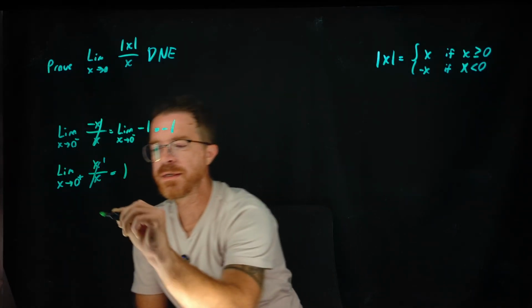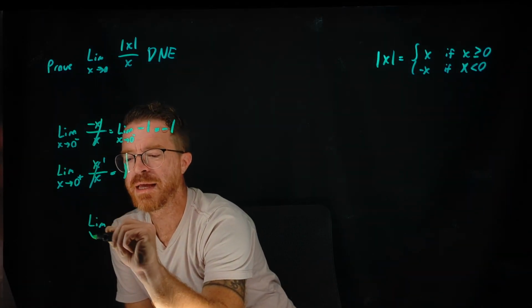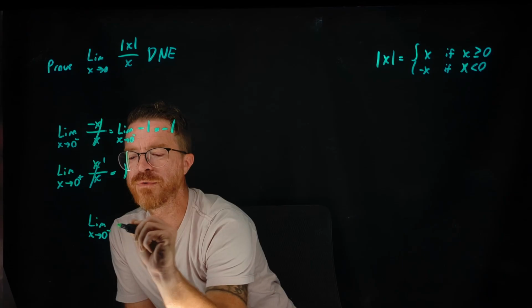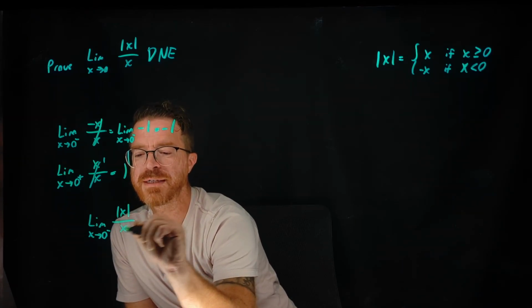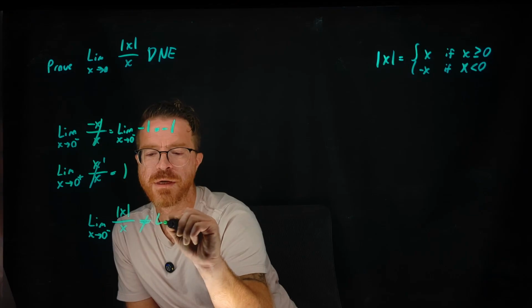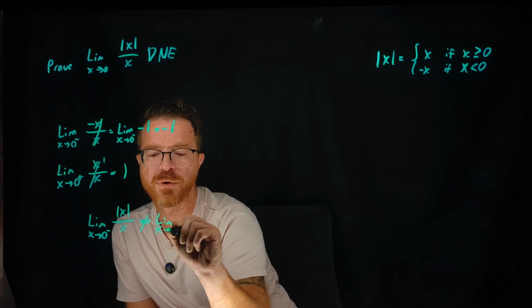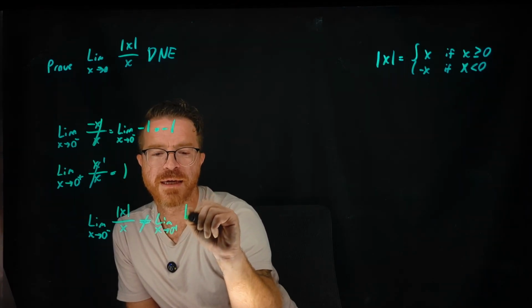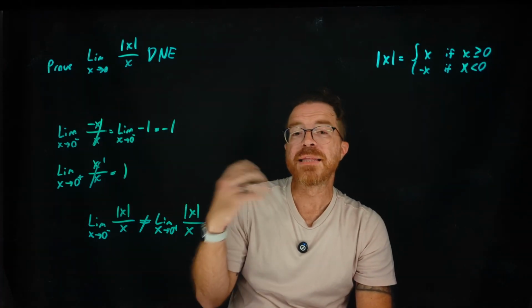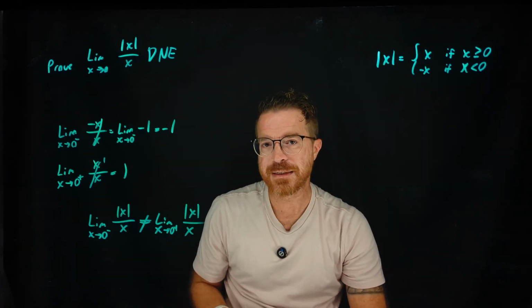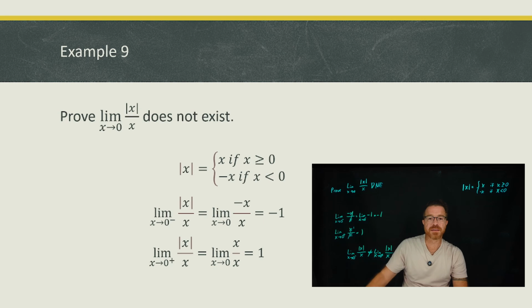Now, because the limit as x approaches 0 from the left of absolute value of x over x does not equal the limit as x approaches 0 from the right of absolute value of x over x, and because these are not equal to each other, this means that the limit does not exist. And you can see that exactly here in the slide. Because negative 1 does not equal 1, therefore our limit does not exist.